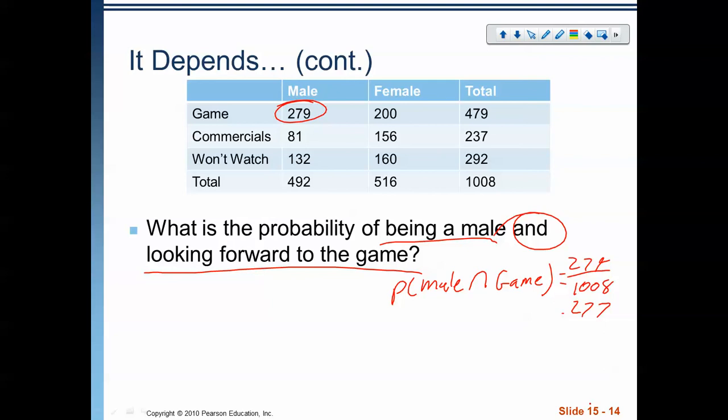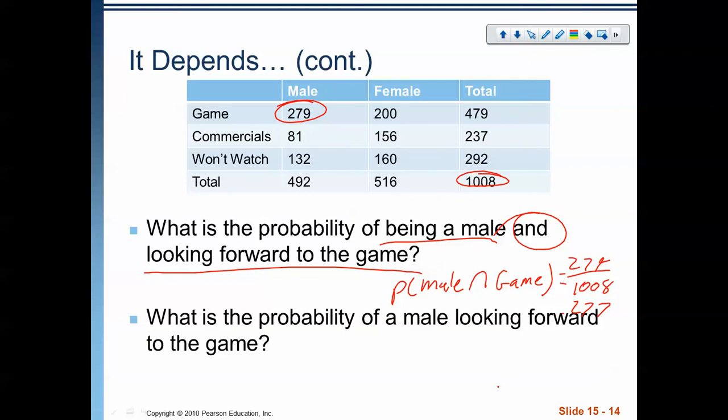So the probability of being male and looking forward to the game is 27%, right? Notice the way that this problem is phrased, it's not saying anything about of all people who are watching the game, or of all males, what's the probability? It's saying, what's the probability of being male and looking forward to the game? That's everybody, right? We've got to compare that to everybody. So that's why we're comparing to the 1008.